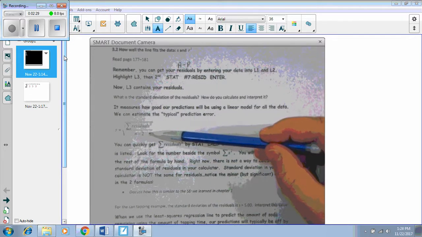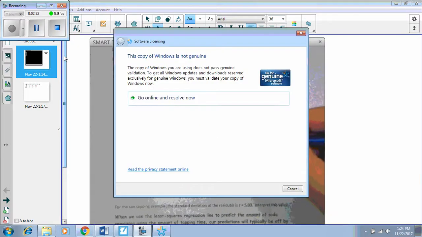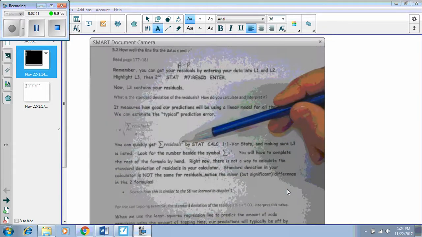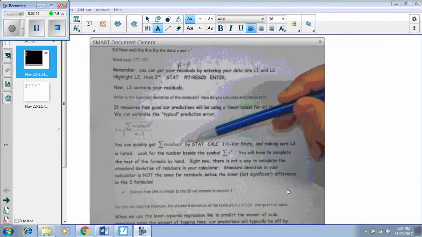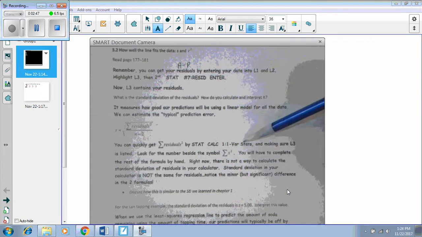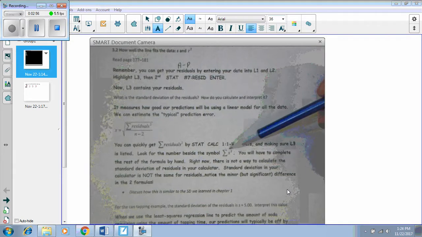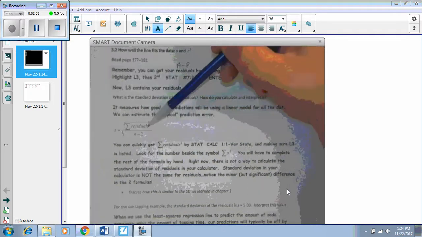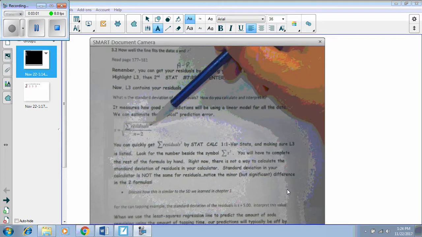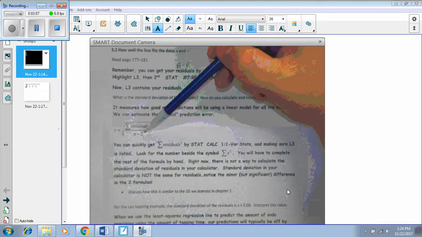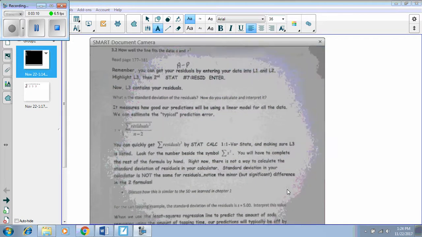Now, you can get the sum of the residuals squared if you just go to Stat and Calc, do your 1-Var Stats, and make sure that L3 is listed for that. And that will give you that number. And you're looking beside of this symbol right here. So that's going to give you this top number, the long part. So you're not having to add up all of your residuals and square them. And then you just divide by 2 less than the data that you have, and then take the square root of that.